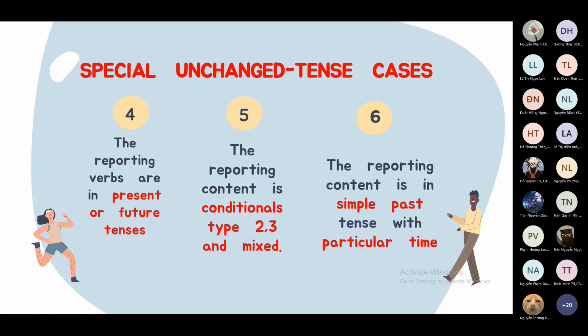Sixth, the reporting content is in simple past tense with a particular time. Like my grandpa said to me, "Our house was built in 1997," to "My grandpa told me that our house was built in 1997." So the reporting content in this sentence is in simple past with a particular time, which is 1997, so we don't need to change the tense in this sentence.